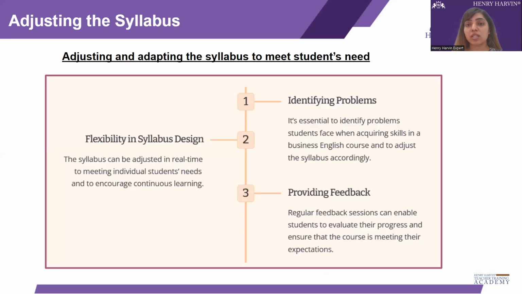Adjusting and adapting the syllabus to meet the students' needs. Then flexibility in syllabus design. The syllabus can be adjusted in real time to meet individual students' needs and to encourage continuous learning. If you're really seeing that there is a particular student who's really confused and this is a need, okay, so in real time as well, something can be added to the syllabus. It's not that, fine, I've finally created the syllabus after working so hard, so I'm not going to amend anything.